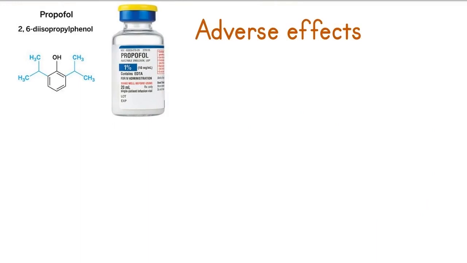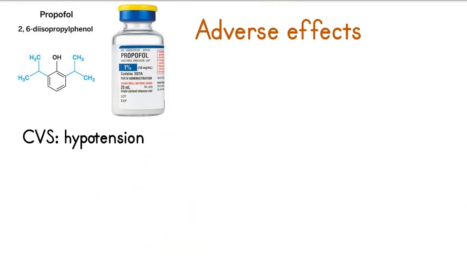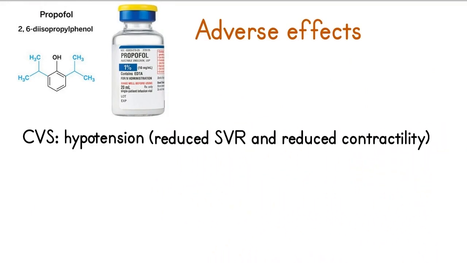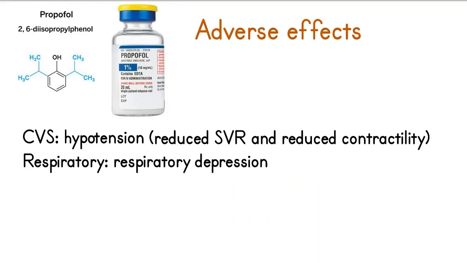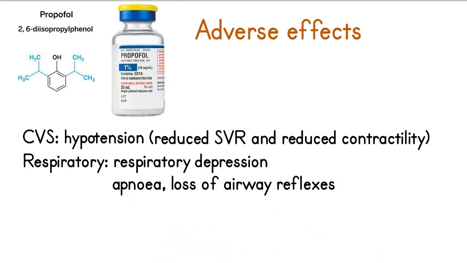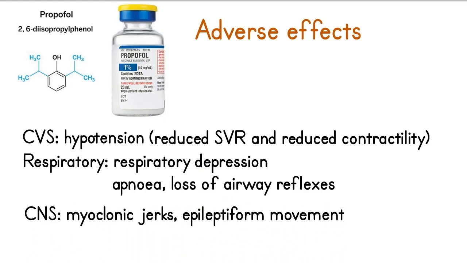Propofol has a number of adverse effects. It causes hypotension, mediated through reduced systemic vascular resistance and mild reduced contractility. It also causes respiratory depression and often causes apnea, and it causes a profound depression of airway reflexes, which is often helpful to the anaesthetist to minimise the risks of laryngeal spasm when intervening with the airway. And it can cause involuntary movement, seen as myoclonic jerks, and epileptiform movement, sometimes at induction of anaesthesia.